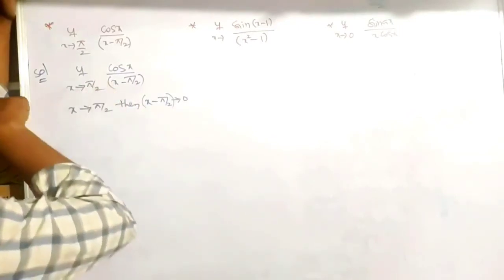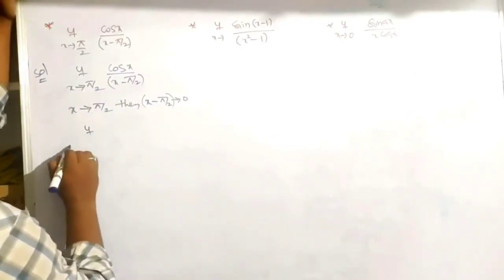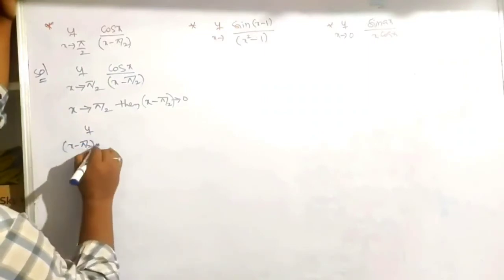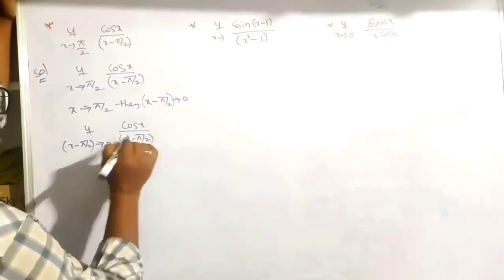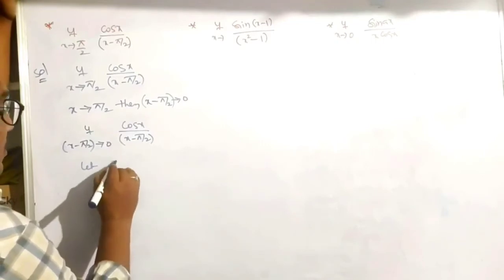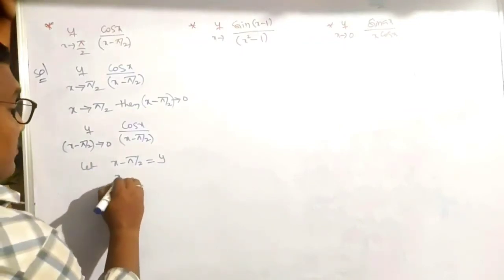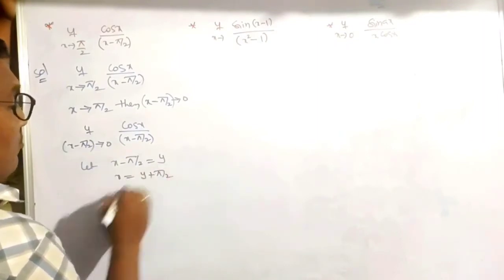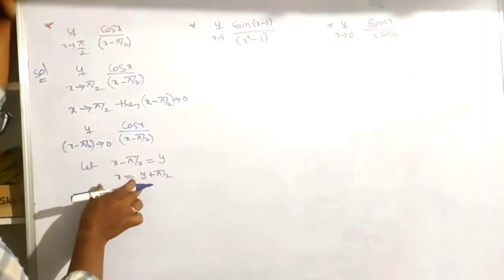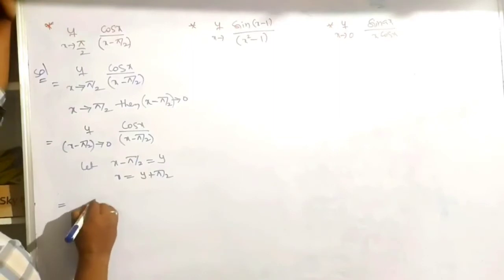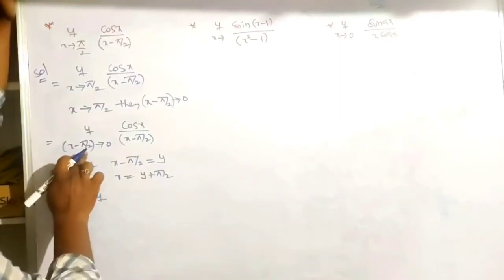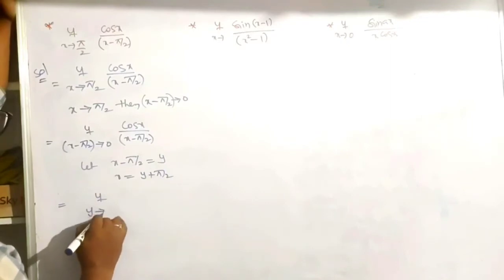Now write here limit x minus pi by 2 tending to 0 of cos x by x minus pi by 2. Now take that, let x minus pi by 2 be equal to y. Then what does x become? Then x is equal to y plus pi by 2, or pi by 2 plus y. Now write these two terms in the answer, and then we get that limit x minus pi by 2 is y, therefore y tending to 0.